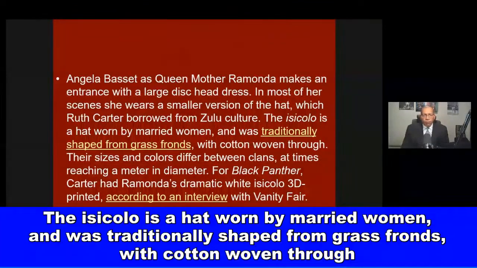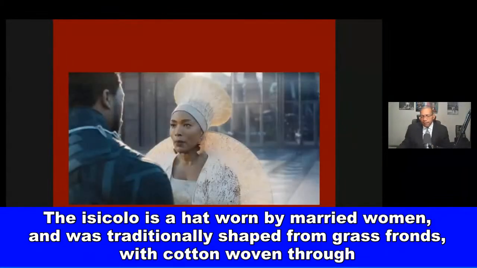The Isikolo is a hat worn by married women and was traditionally shaped from grass fronds with cotton woven through. Their sizes and colors differ between clans, at times reaching a meter in diameter. For Black Panther, Ruth Carter had Ramonda's dramatic white Isikolo 3D printed, according to an interview with Vanity Fair. And here's a picture of her with the Isikolo right here. Okay.